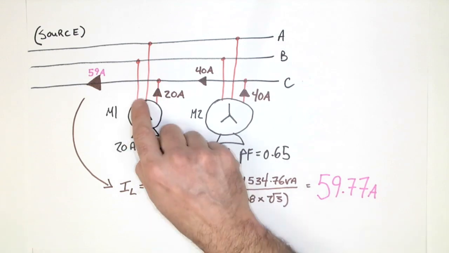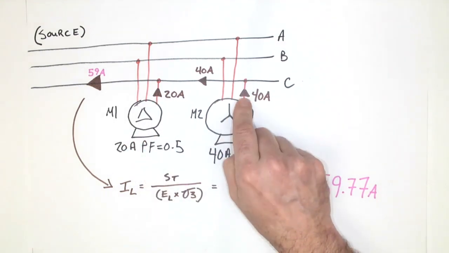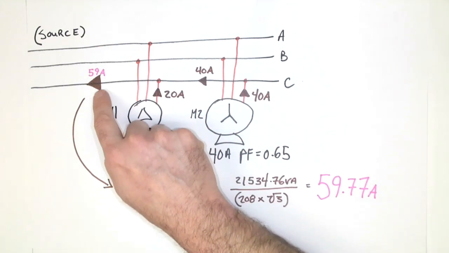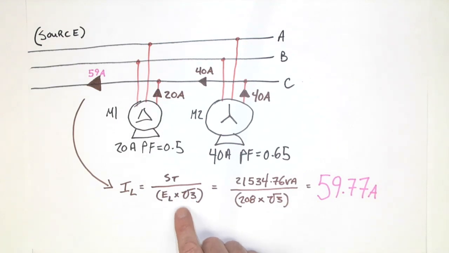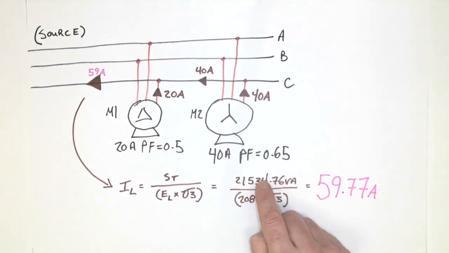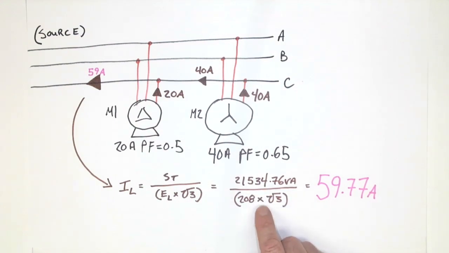Understand that all 3 of these would carry 20 amps, all 3 of these 40 amps, and all 3 of these 59 amps. I line is equal to S total over E line times root 3, which means if I use the original VA from our previous calculation and divide it by 208 times root 3, we end up with 59.77 amps. So that's the original current that would be flowing from the source to supply these 2 motors.